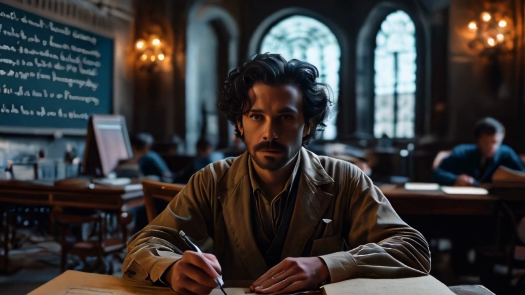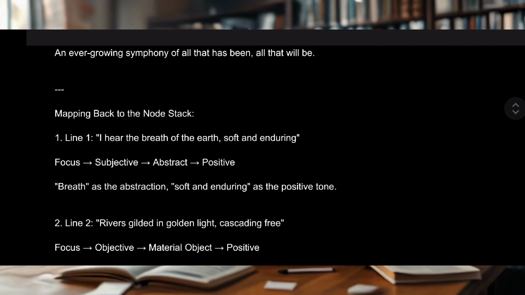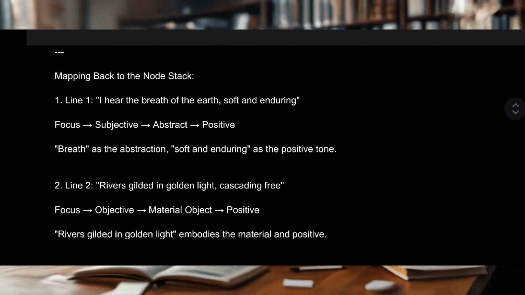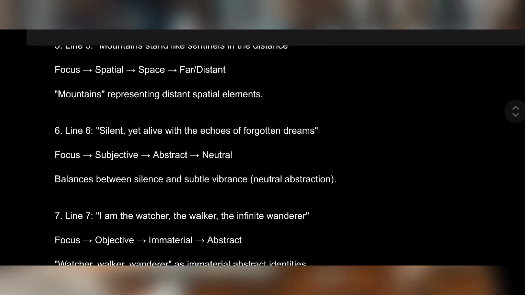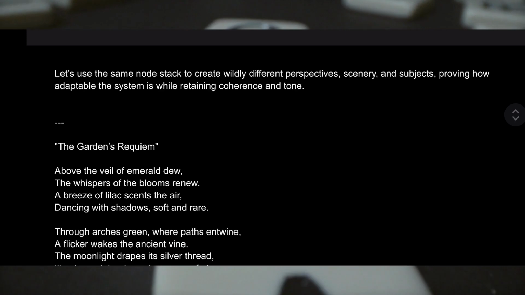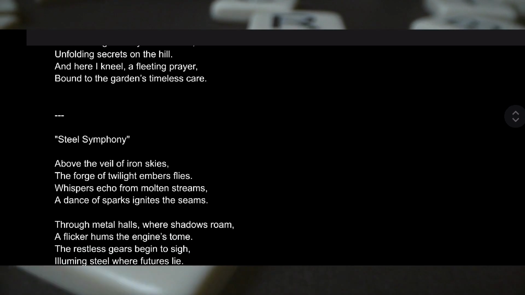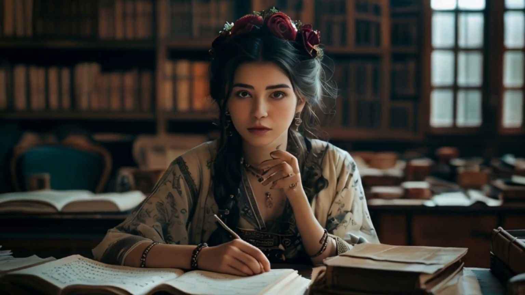It was a bit more strategic than that. The researchers used the ULS to train an AI on poems by Walt Whitman and Edgar Allan Poe. By analyzing the node stacks of these poems, the AI learned to create new poems that captured the unique style and cadence of each poet. So the AI wasn't just copying words or phrases. It was learning the underlying structure of meaning that makes those poets so distinct.